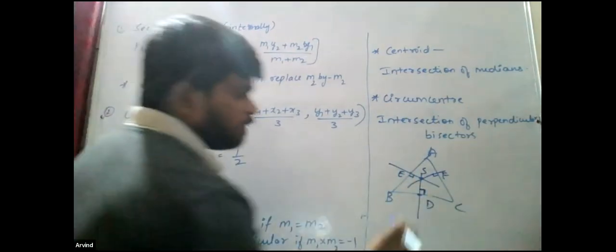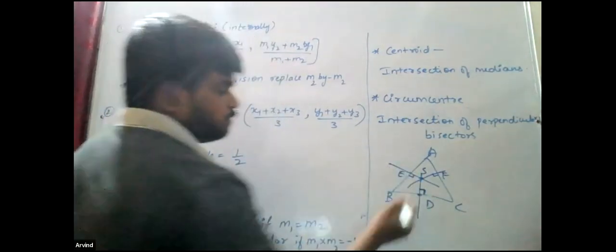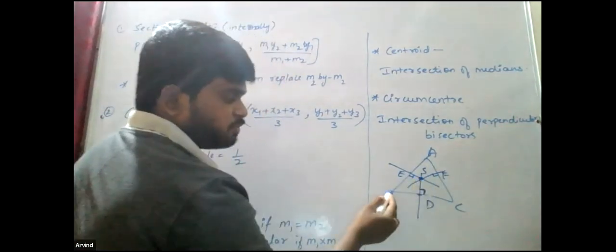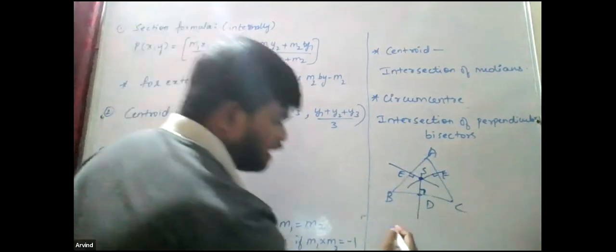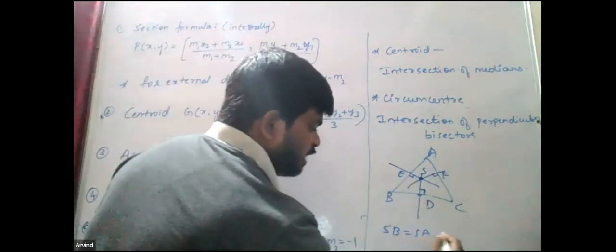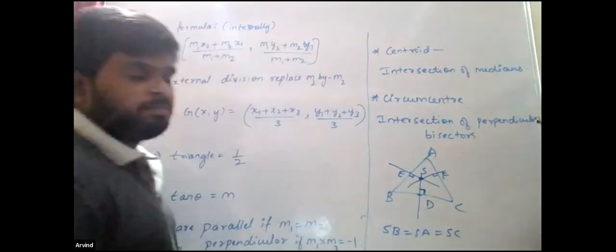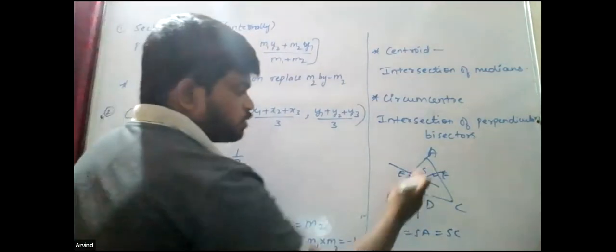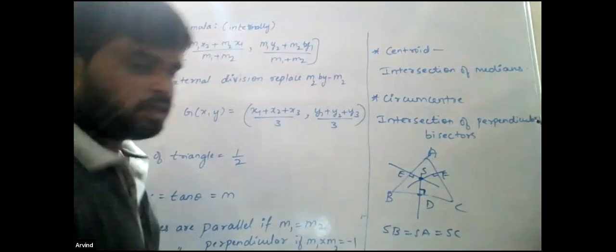And the other aspect of this is that this point is at equal distance from B, C and A. That is, SB, SA and SC will be the same. You can also take it as O if you wish, doesn't matter. So OB, OA, OC will be equal.